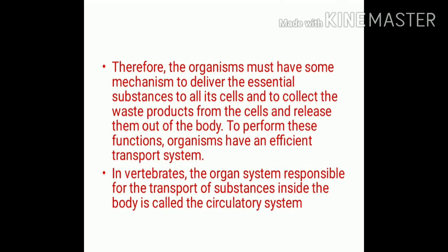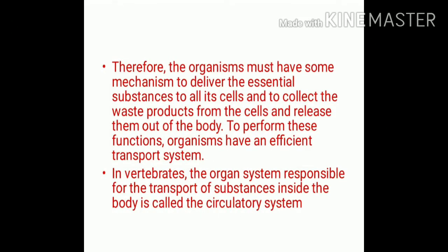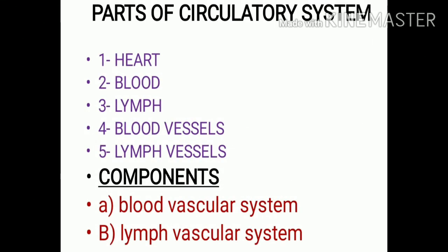Therefore, the organisms must have some mechanism to deliver the essential substances to all its cells and to collect the waste products from cells and throw them out of the body. To perform these functions, organisms have an efficient transport system. In case of vertebrates, the organ system responsible for the transport of substances inside the body is called the circulatory system. And the parts of the circulatory system are the heart, blood, lymph, blood vessels, and lymph vessels. And its important components are the blood vascular system and the lymph vascular system.